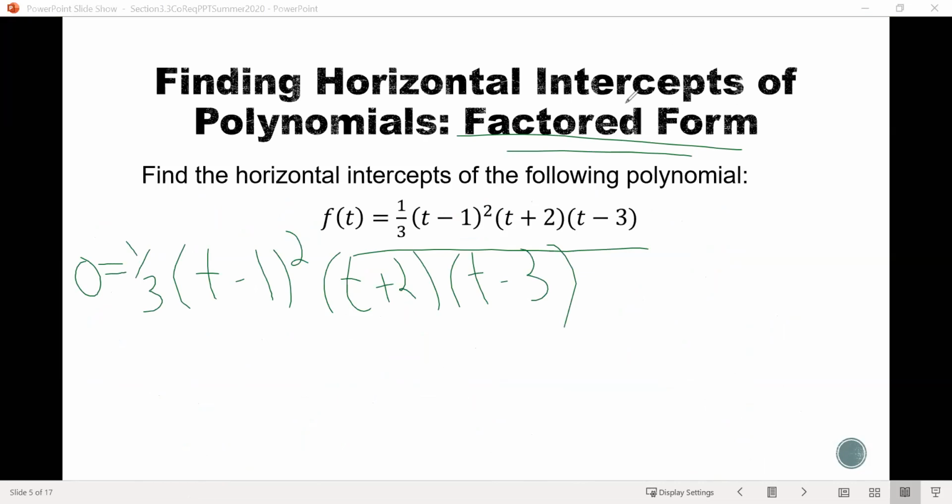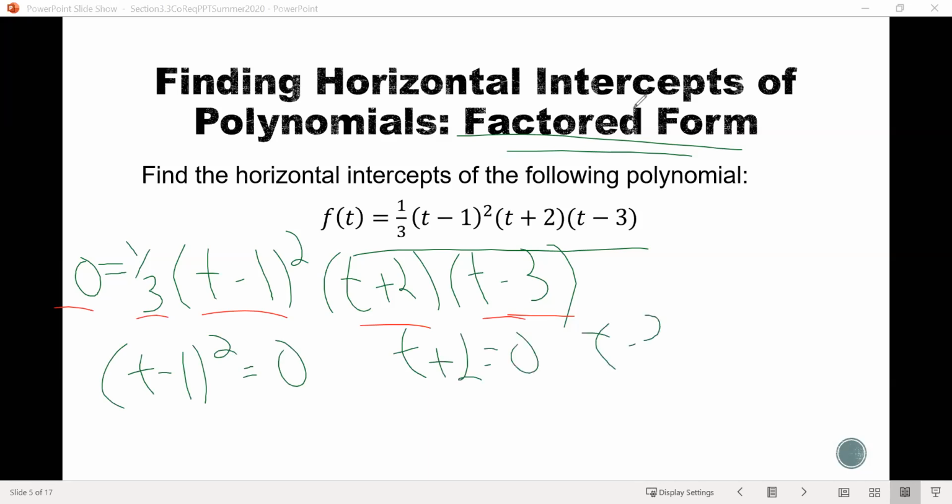Then, using the zero product property, because we see a bunch of things being multiplied together to equal 0, we can solve this by taking each piece and setting it equal to 0. So we can do t minus 1 squared equals 0, t plus 2 equals 0, t minus 3 equals 0, and note we don't need to set the 1/3 equal to 0 because 1/3 will never equal 0. From the second two, we can see, hopefully fairly straightforwardly, that we get t equals negative 2 and t equals 3.